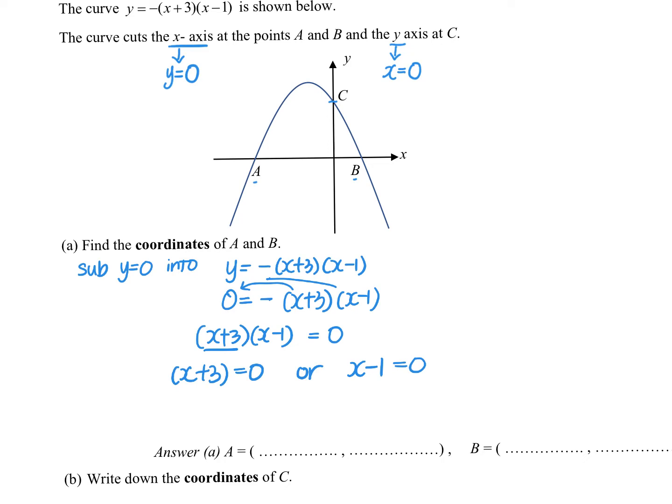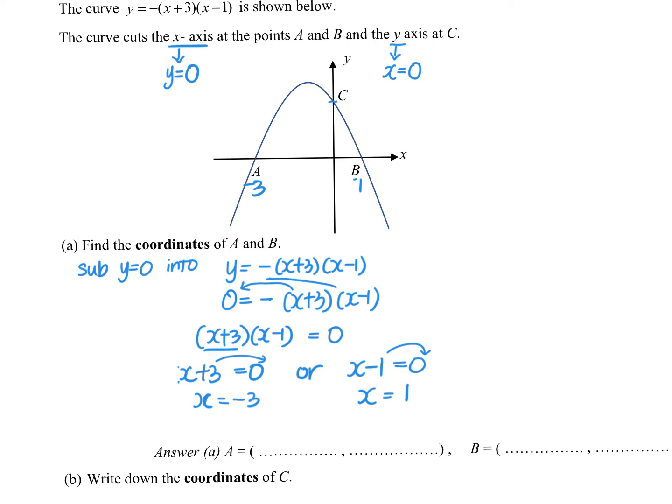So x plus 3 is equals to 0, then you shift this over to the other side. You get x equals to negative 3, right? Then the other one over here, this will be x equals to positive 1. Now let's try to match which one is negative 3 and which is 1. So we have A and B. You can see A is the number negative 3, right? And B will be the number 1. Right, so we know our answers already.